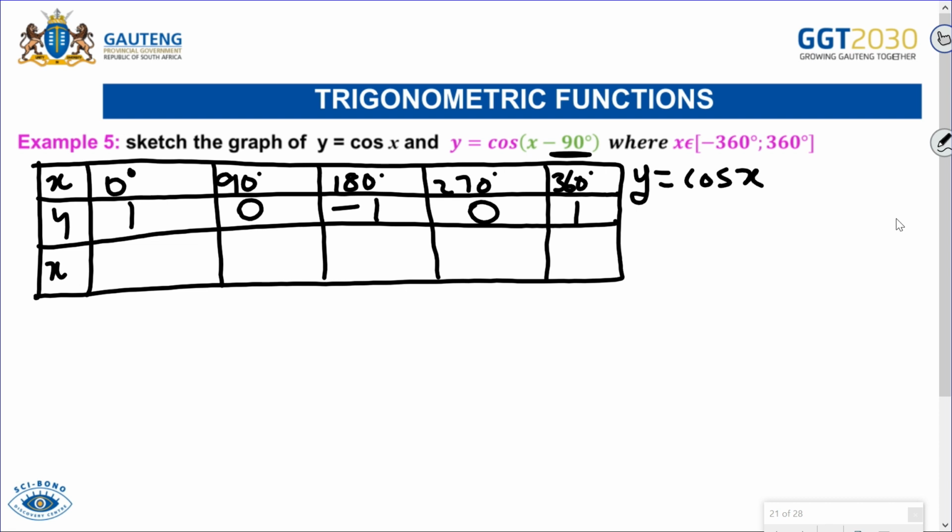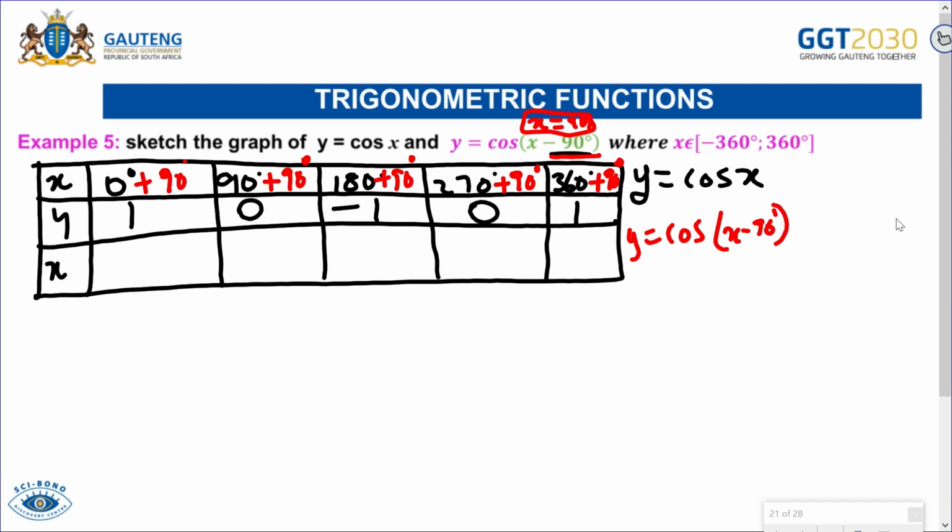And then now, my graph has been shifted 90 units to where? To the right, right? Because now it's x minus 90 degrees. So this value is going to be x is equals to 90. So I'll keep on adding 90 degrees, adding 90 degrees, adding 90 degrees. So I'll get my graph of y, it's equals to cos into x minus 90 degrees.